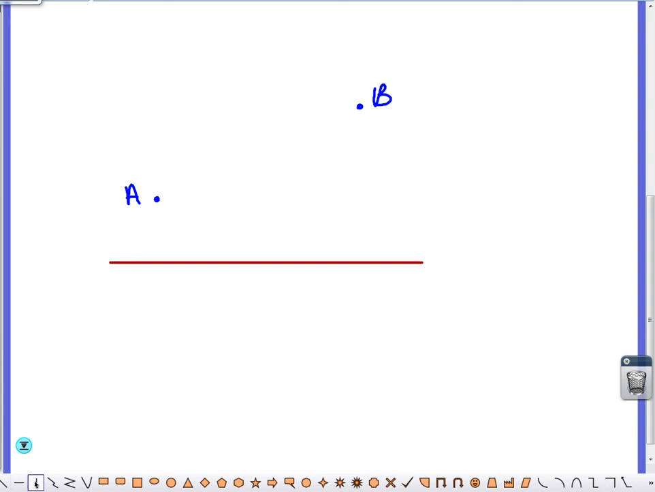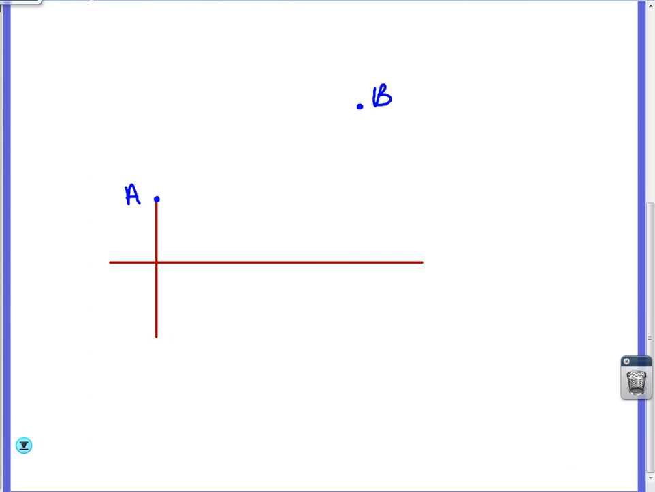Reflect it across the road. So the way that you reflect, we want this distance to be the exact same distance on the other side. Is that pretty close? Is that right there? And that's my reflection. If this is A, this is A prime.